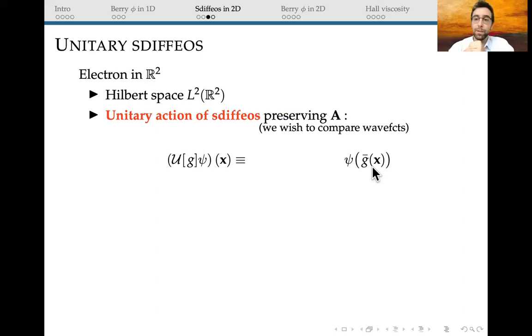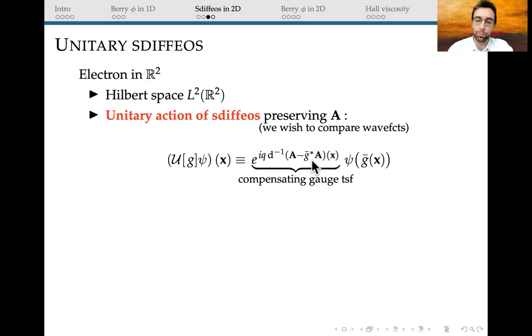Now, Zdifeos do preserve the magnetic field. So in other words, they preserve the exterior derivative of the gauge potential, but they generally do not preserve the gauge potential itself. And so in order to now preserve it, you have to combine what's written here on the right-hand side with a compensating gauge transformation on the left, that turns out to take this form. Now, you really don't need to understand the details of this formula. In particular, what I'm calling d to the minus one is essentially an inverse of the exterior derivative. This is a technical detail that doesn't matter.